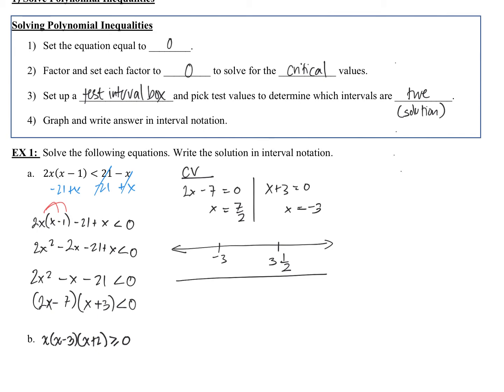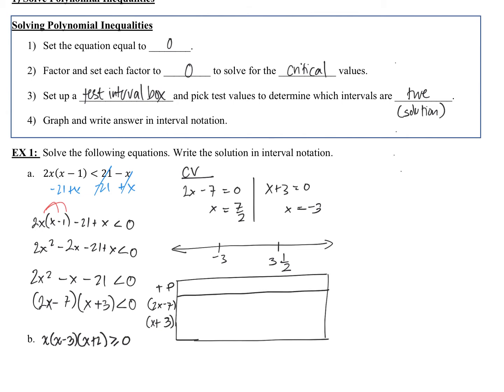So let's see, setting this up for my testing. How do we test? We're going to take each of the factors that we had previously and set them up next to our testing interval. So we had 2 factors. Let me go ahead and set those up. So we have 2x minus 7 and x plus 3 are our testing values. And then we're going to go ahead and list our test points.